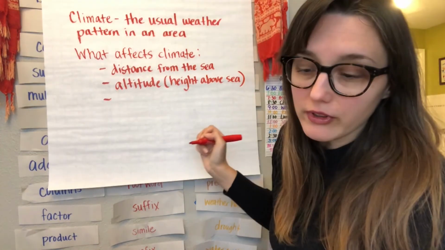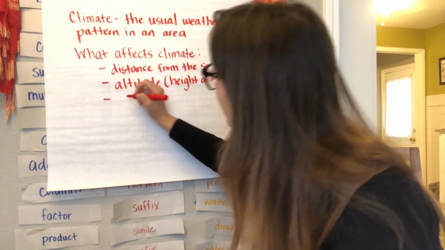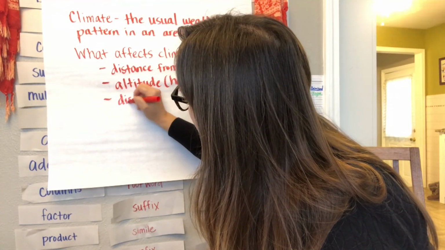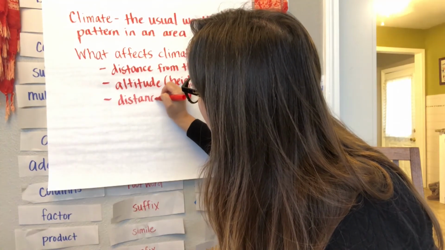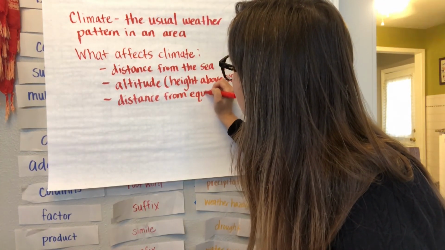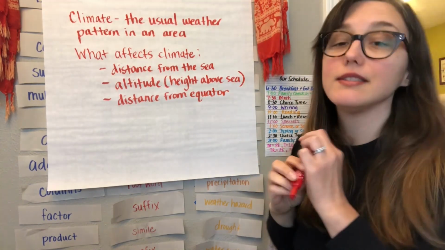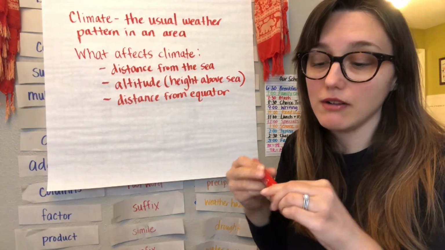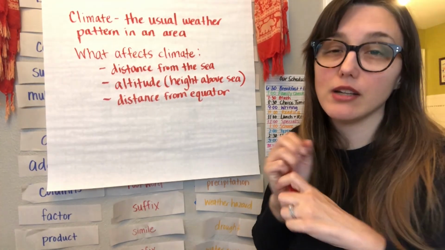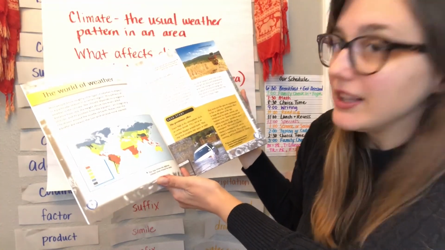And then there was one more thing I think I saw. Position or distance from the equator. And remember, the equator is that imaginary line in the middle of the earth. And we'll take a look at what that means in just a minute here. Okay, all right, that's really helpful.